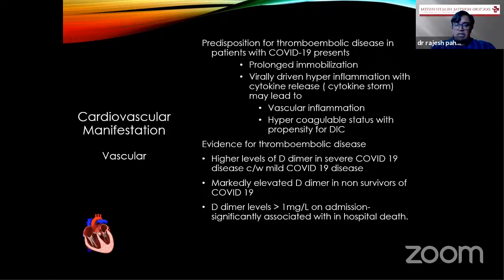It is observed that a high level of D-dimer is seen in severe COVID disease compared to mild COVID-19 disease. And markedly elevated D-dimer was seen in non-survivors of COVID-19. A D-dimer level of more than 1 milligram on admission was significantly associated with hospital death. So it's very important to measure the D-dimer of patients with COVID-19.